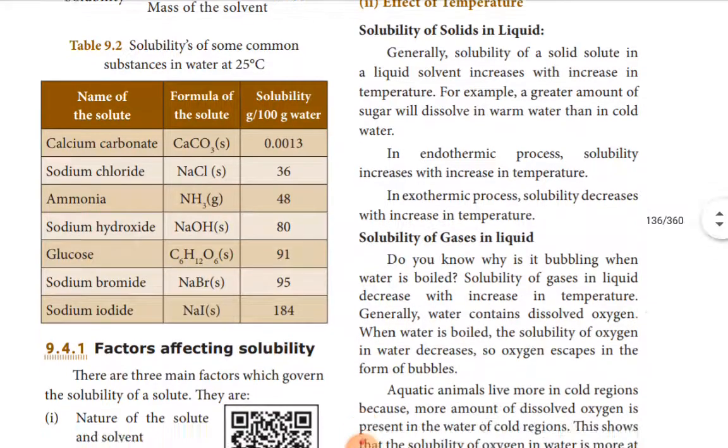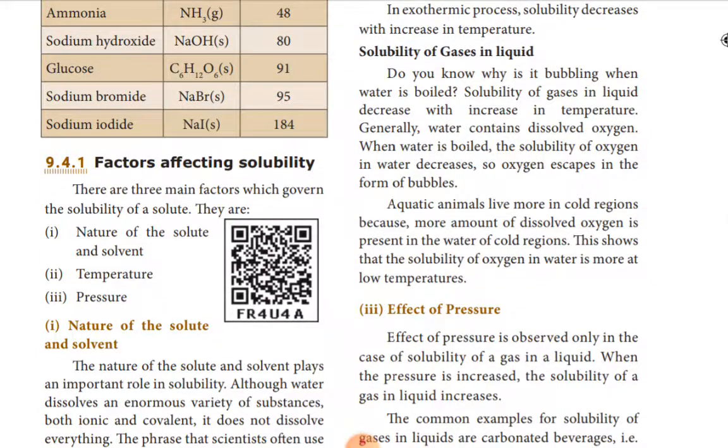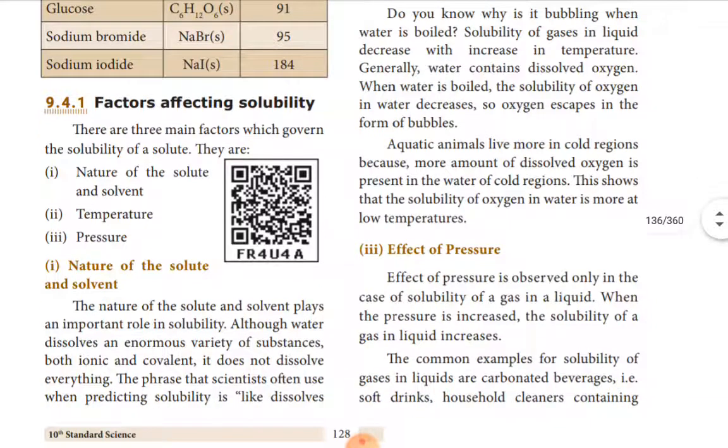Then what are the factors affecting solubility? What is solubility? Solubility is nothing but the measure of how much of solid can be dissolved in a specified amount of solvent. It is called solubility. So there are three important factors. First one is nature of solid and solvent. Then second one, temperature: how temperature is going to influence the solubility. Then third factor, how pressure is going to influence the solubility.